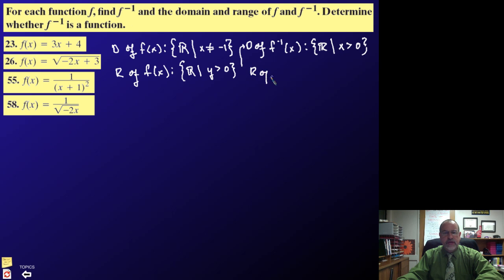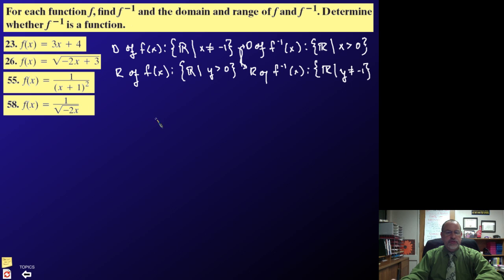The range of my inverse is going to be all real numbers such that, taking this domain and changing that x to a y, y is not negative 1. So my domain becomes my range. So I've answered 4 parts of my question. Now that I have my domain and range determined, I can determine what the inverse function is.